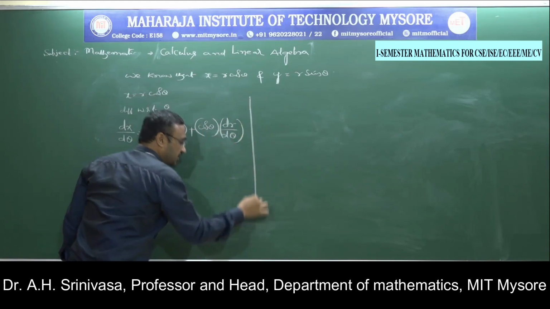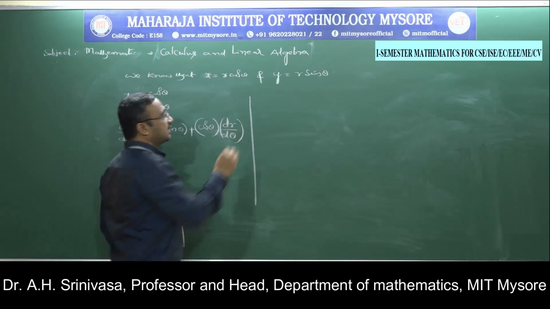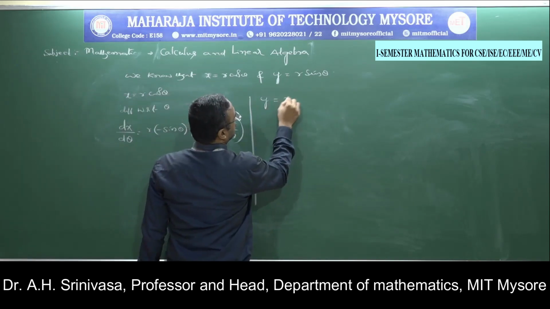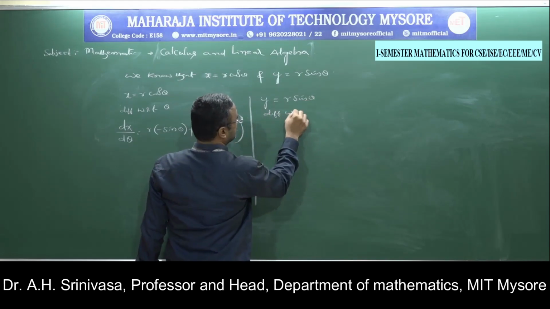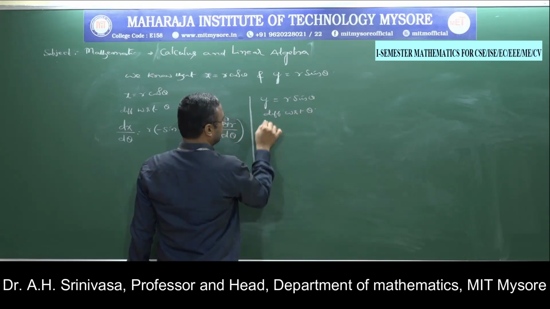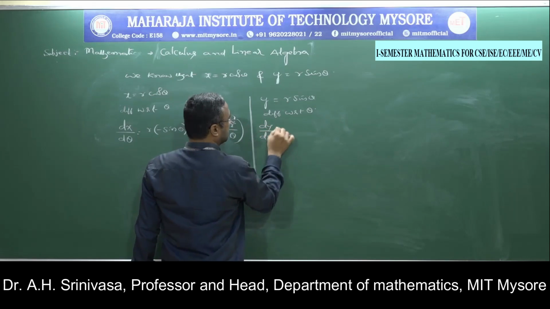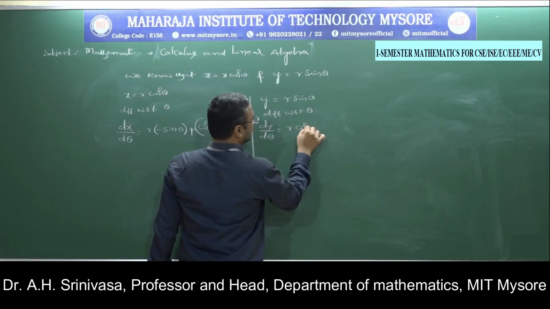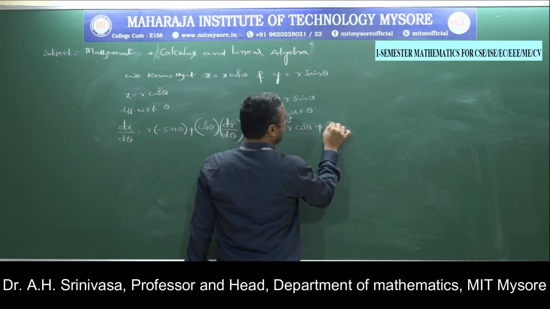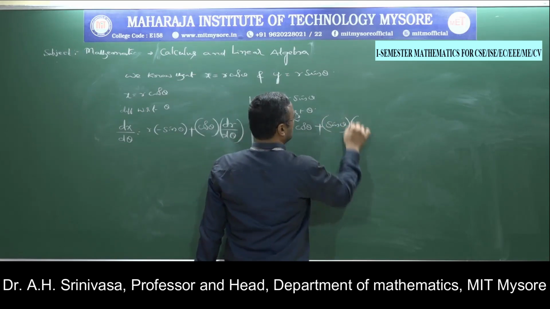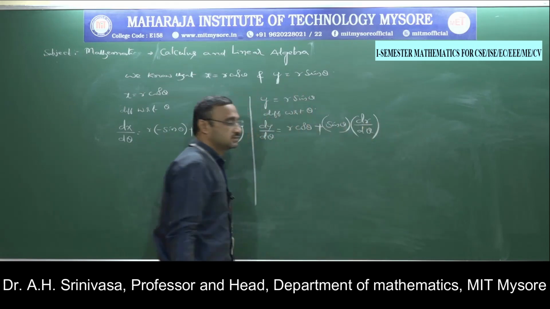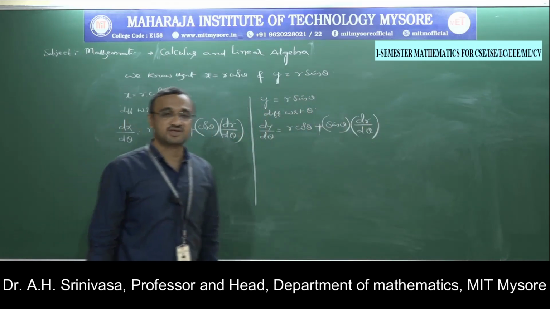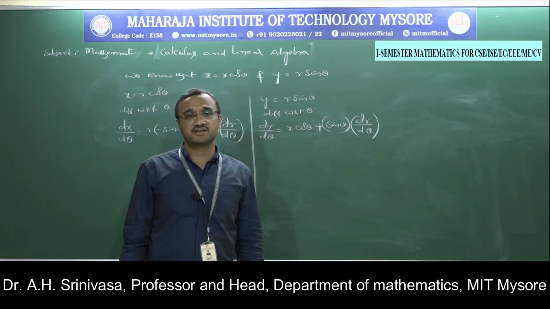The same way we can do the other function also, y equal to r sin theta. Now differentiate with respect to theta. That is dy by d theta: first into derivative of second plus second into derivative of first. So now both are in polar form. Now I want dy by dx.